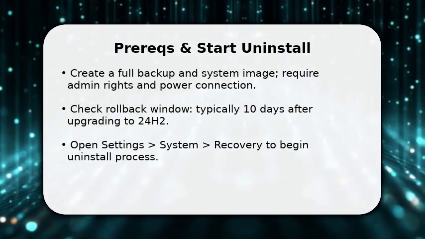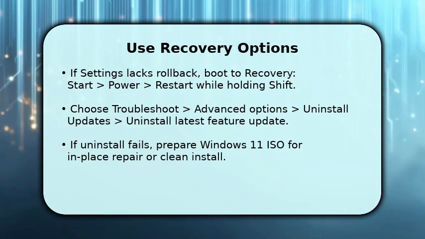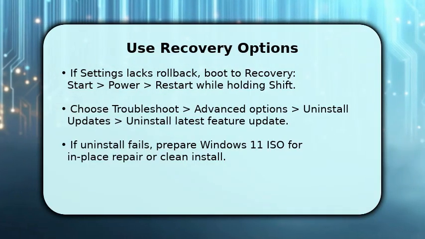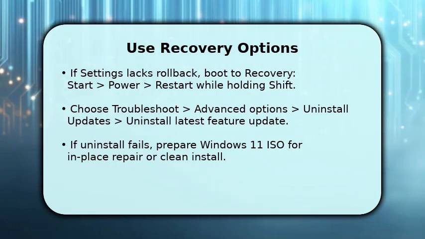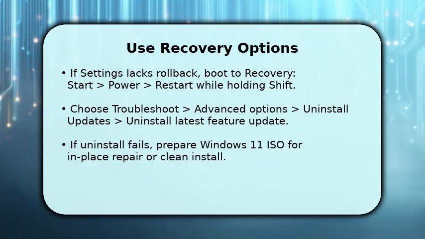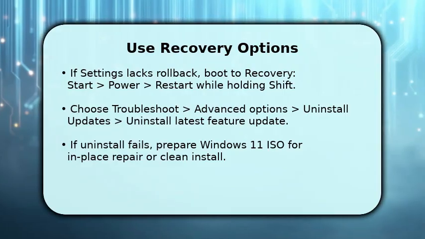If the settings path isn't available, you will boot into recovery by holding Shift while restarting. Once in the menu, choose Troubleshoot, then Advanced Options, and select Uninstall Updates. Pick Uninstall Latest Feature Update to remove 24H2. Follow on-screen confirmations and wait. The system will reboot multiple times.